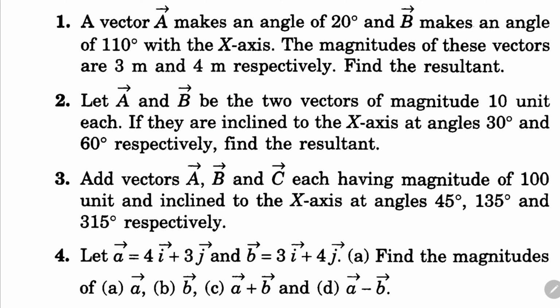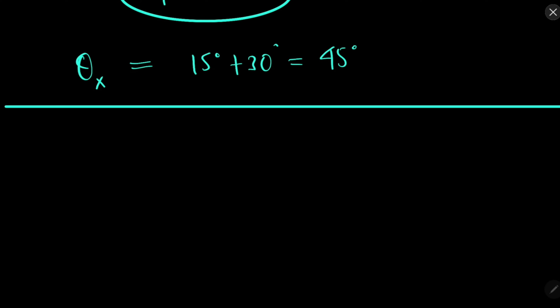Now in question number 3 we have 3 vectors. We have to add these 3 vectors A, B and C. Their magnitude is 100, all 3 have the magnitude 100, and they are inclined at different angles with the x-axis. So let's try to solve this question. Solution for question number 3.